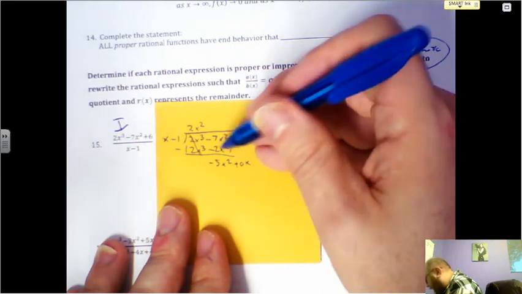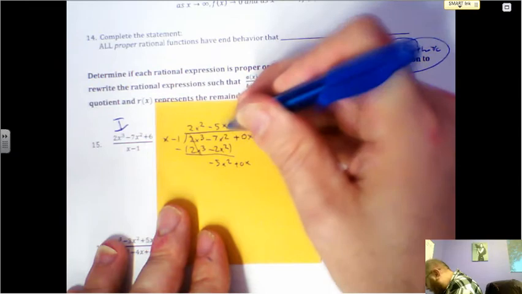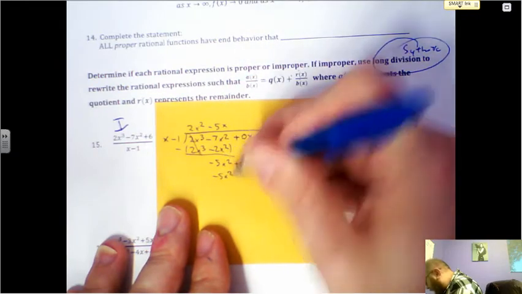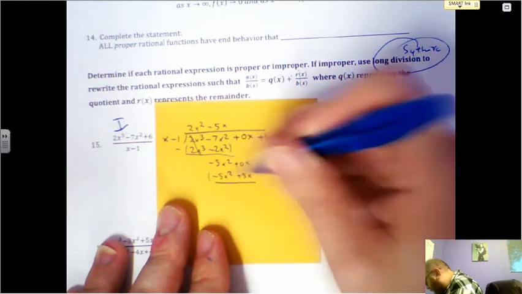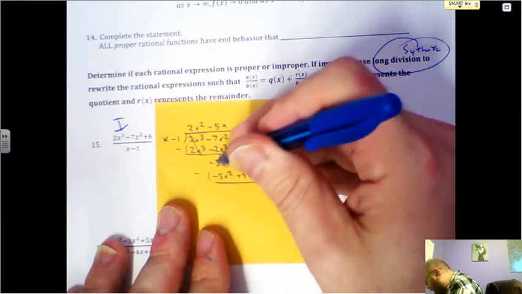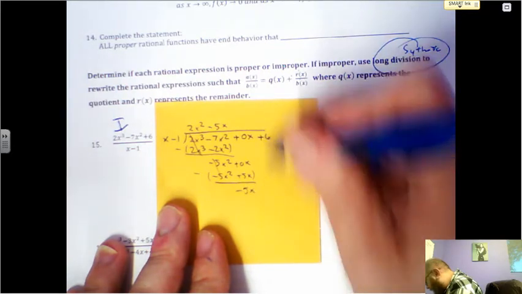What do I have to multiply x by to get negative 5x squared? That'd be negative 5x. Negative 5x squared. That would be plus 5x. I now subtract. This eliminates. 0 minus 5 is negative 5x. I'm going to bring down my 6.